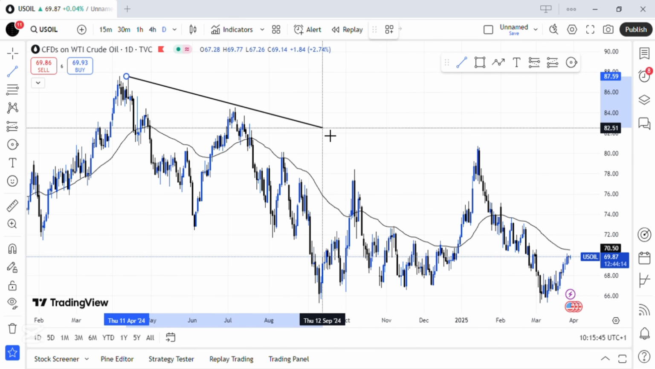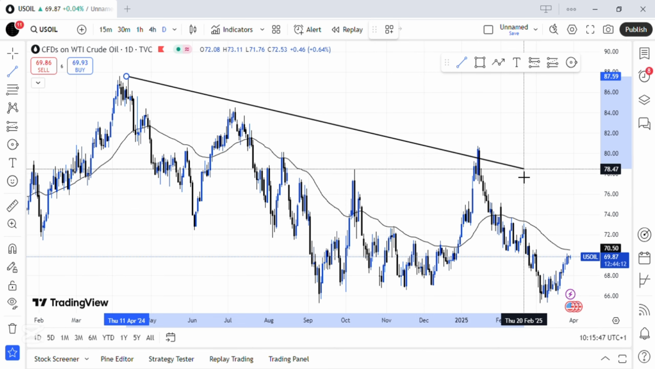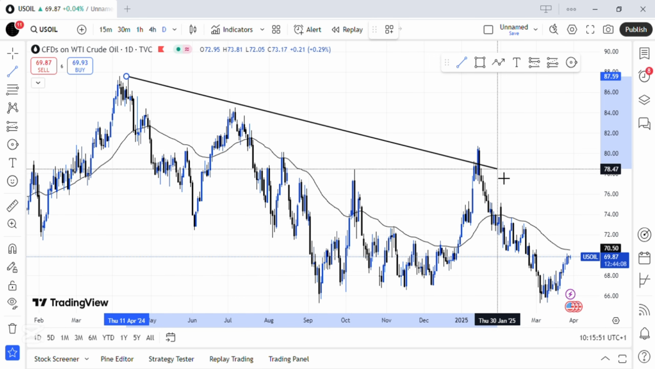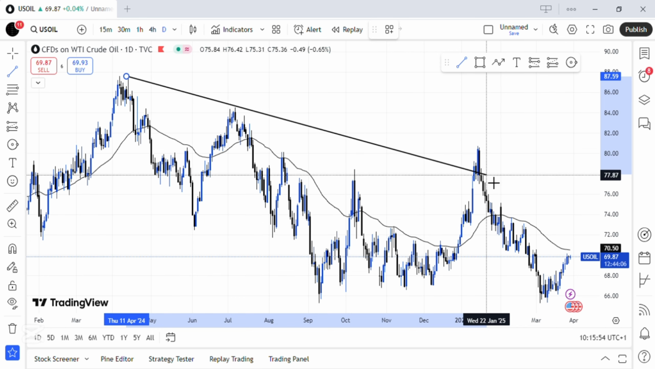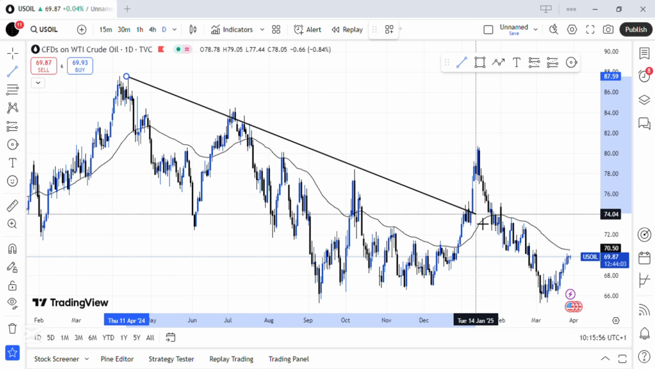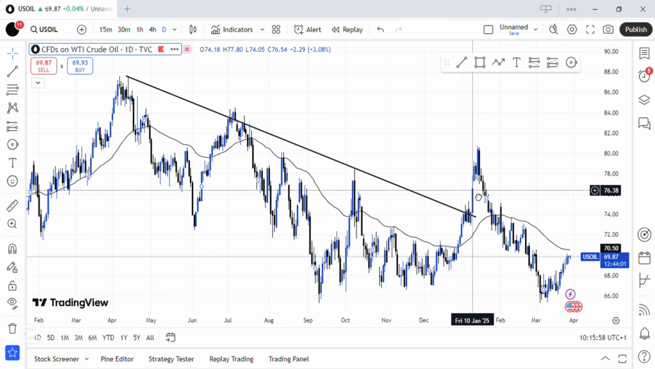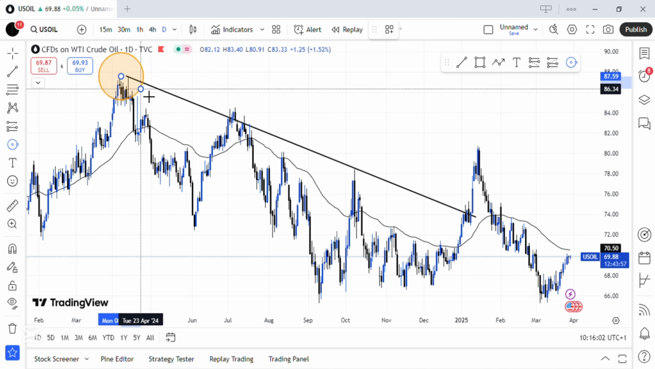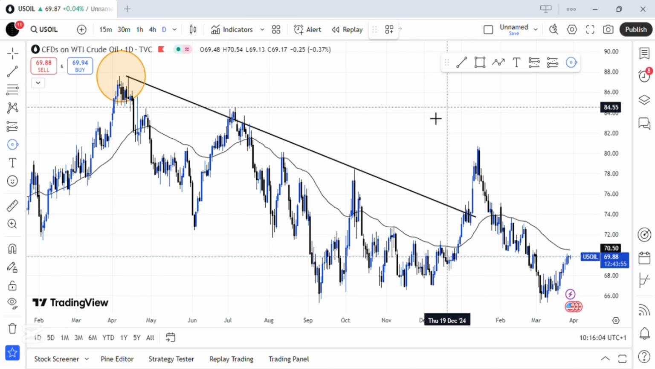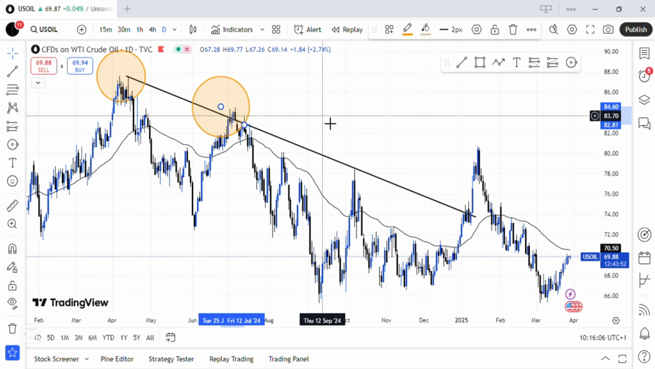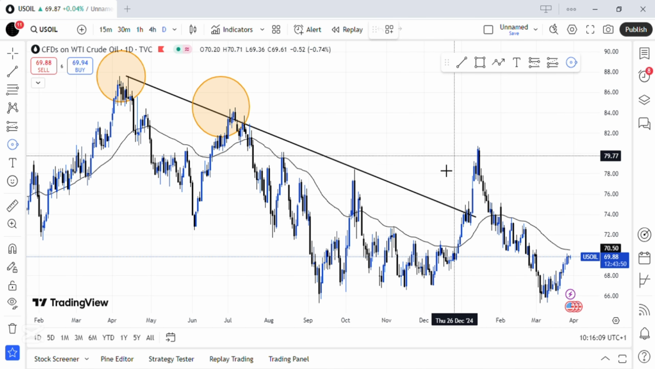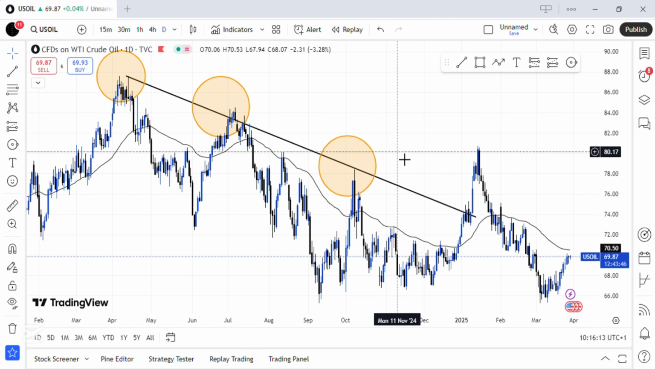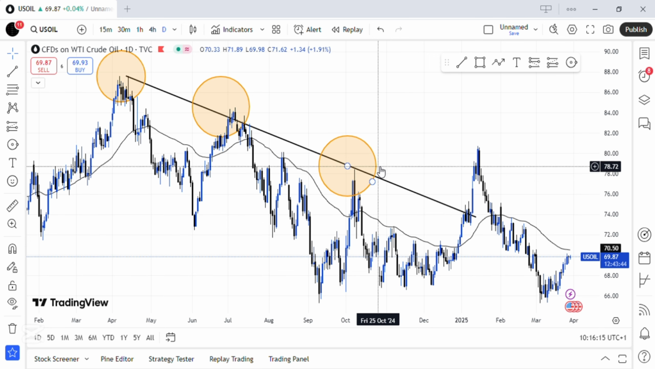A trend line is a line of either support or resistance that the market makes various touches on. For example, this area now, this is a trend line because this is the first touch right here. This is the second touch. This is the third touch. So this is a valid trend line trending to the downside.